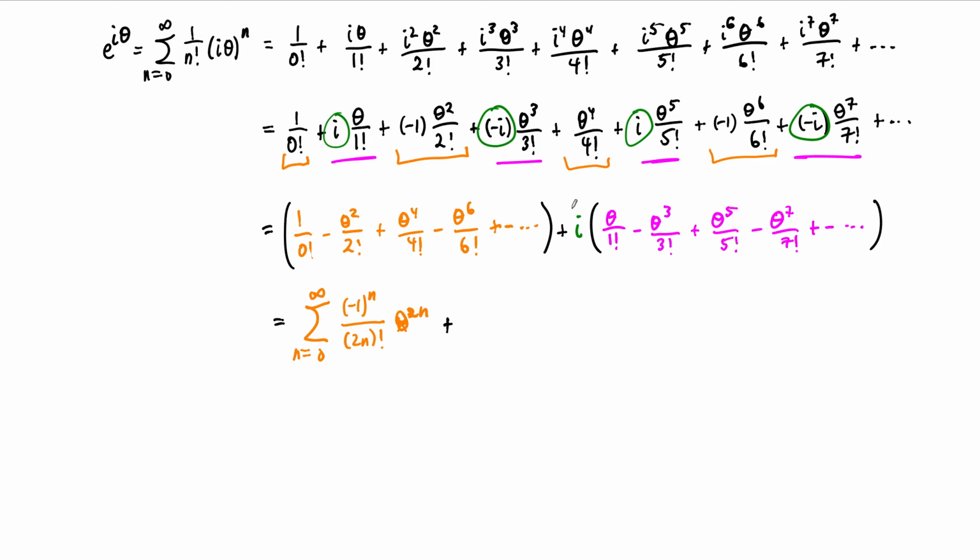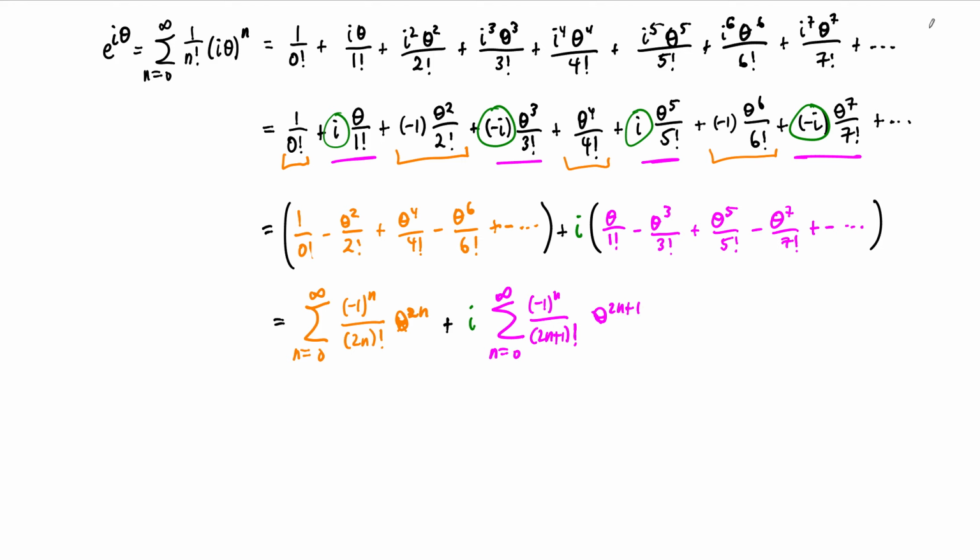Okay? The next term, we have this i out front. And what's left with this series? Well, this is just the odd terms, but otherwise it's the same, right? So it's the sum of all the odd terms alternating, starting with a positive term. So negative 1 to the n over 2n plus 1 quantity factorial times theta to the power 2n plus 1.